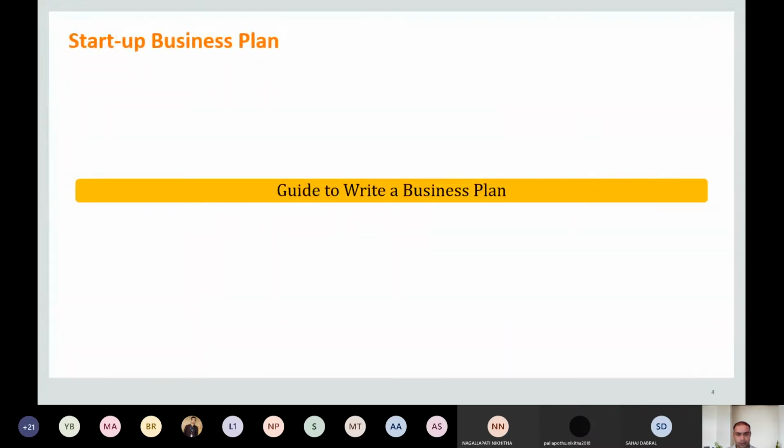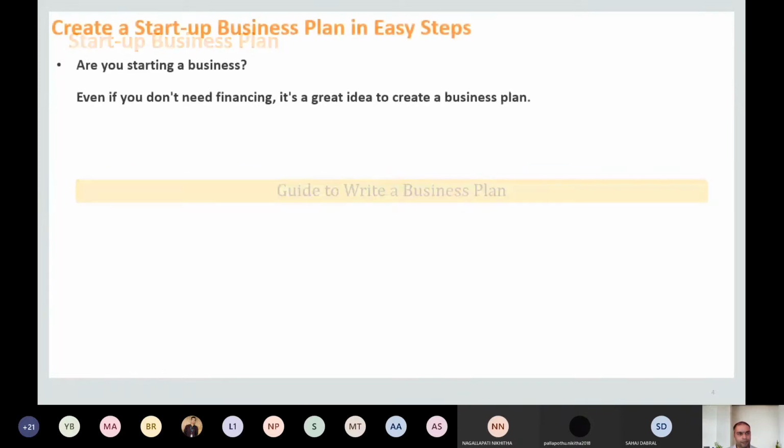In this class, I'll be guiding you to write a business plan. If you're starting a business and require finance, only then people usually go for preparing a business plan. But it should not be the case. You have to be ready with your business plan, whether or not you require funding. It will give you a clear idea of what you're doing. A business plan is required for any business before you start it.